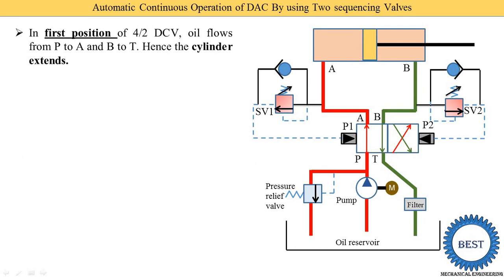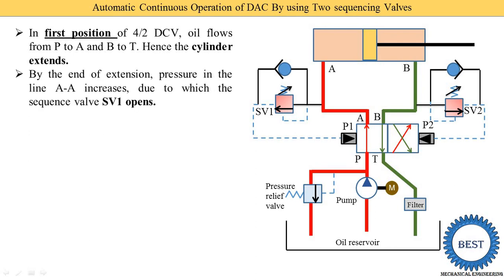At the same time, some oil is present on the right side of the piston, on the rod end side. This oil present on the rod side goes to the B port. From the B port, it comes into the directional control valve. From the directional control valve, it is supplied to the T port, and from the T port it goes to the oil reservoir. Now, what is the meaning of the end of the extension? When this piston reaches the most right position, it is called the end of the extension.